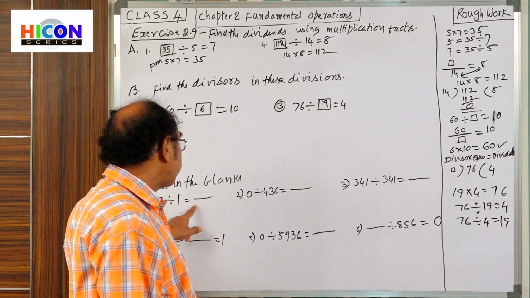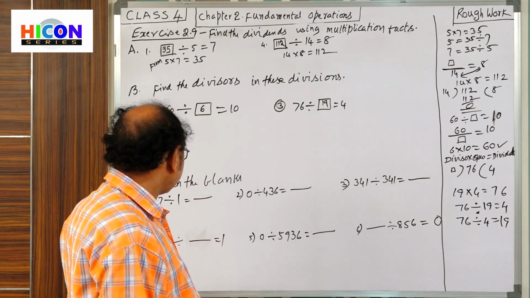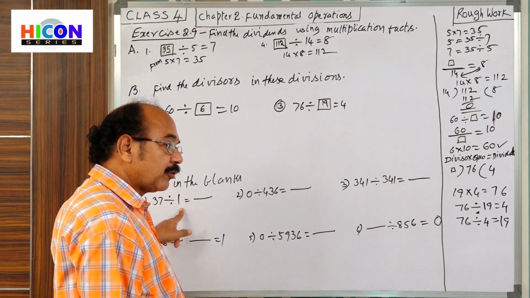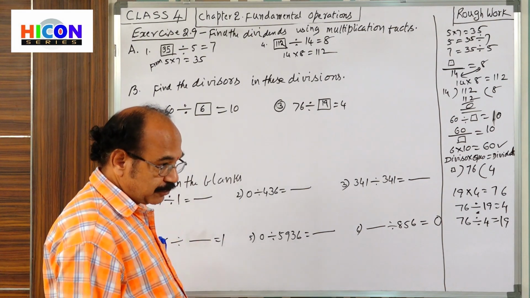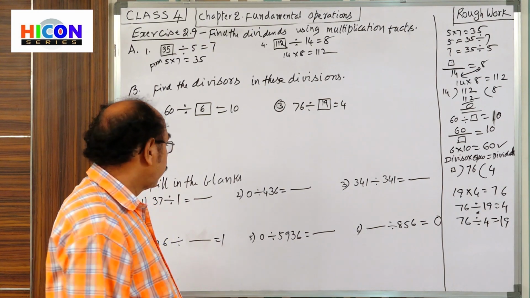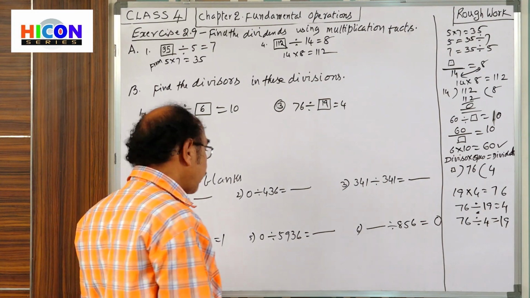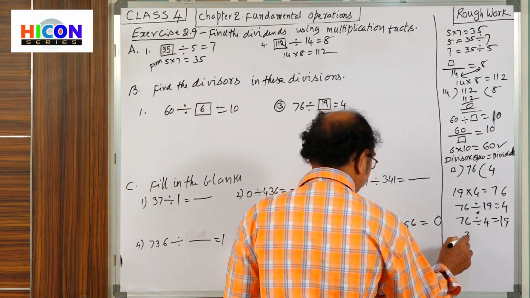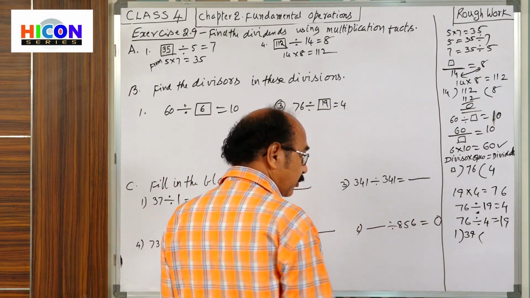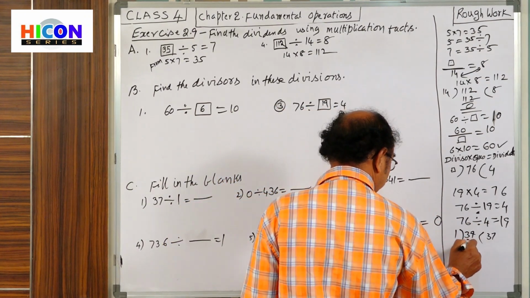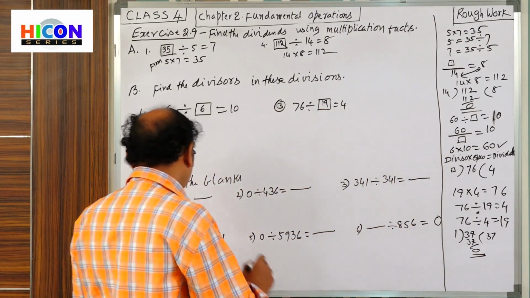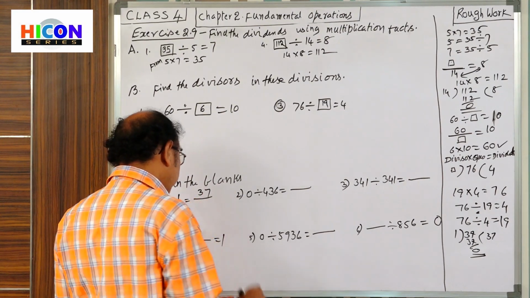37 divided by 1 is equal to dash. If any number is divided by 1, then the quotient is the number itself. Division facts already studied: when any number is divided by 1, then the quotient is the number itself. 1 37s are 37. So here we write 37 in the blank.